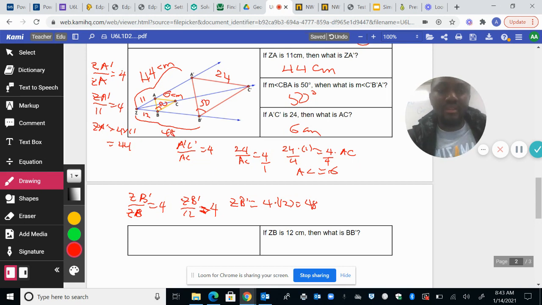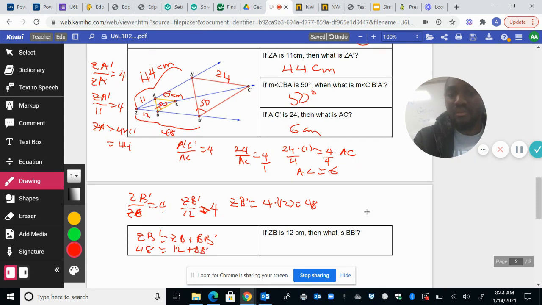So if you are moving from Z to B prime, it's 48. And you've already moved from Z to B, which is 12. So what's the distance left? You're going to do subtraction. So ZB prime equals ZB plus BB prime. ZB prime is 48, ZB is 12, and BB prime is what we're looking for. When you take away 12 from both sides, you're going to see that BB prime will be 36. Yes. So BB prime is 36 centimeters.